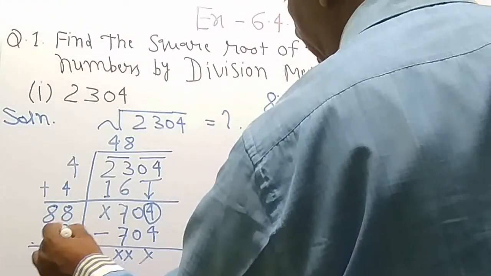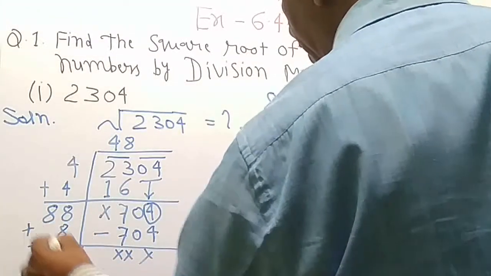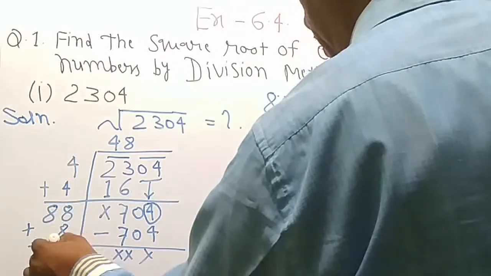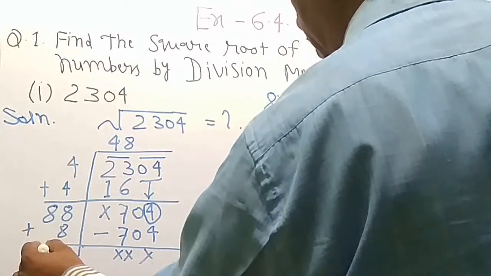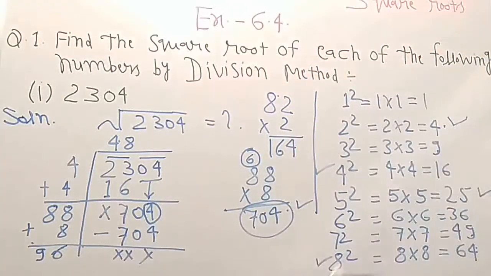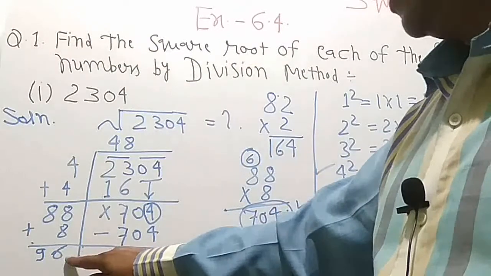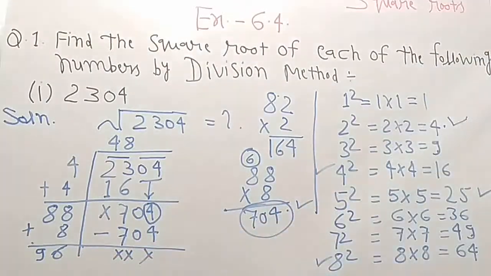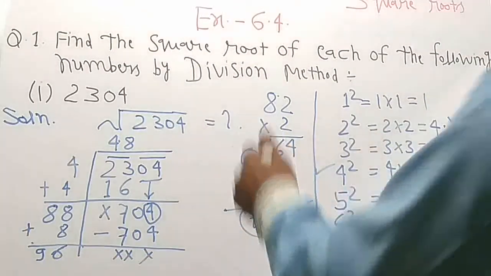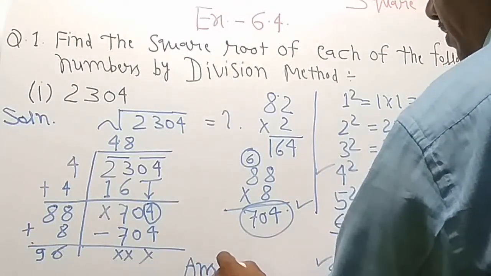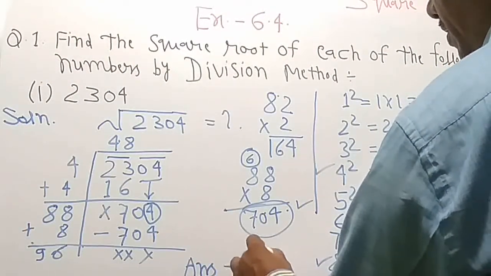And we add 8 here. 8 plus 8, 16, 1 carry over, 1 plus 8, 9, 96. Here the answer is 48, and double of 48 is 96. So finally we get the answer 48. This is our answer. We can write here the answer 48.